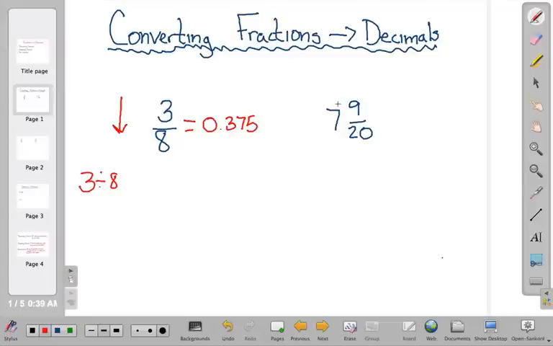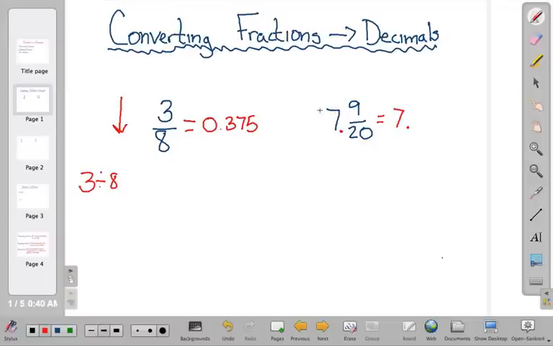This example over here is a mixed number. So we have the whole number 7 and the fraction 9/20. So that means that our answer is going to be larger than 1. So the mixed number, the number in the front of the fraction, is going to go in front of the decimal point. And whatever 9/20 is as a decimal is going to go after the decimal point. So you can imagine there's a little decimal point right here.